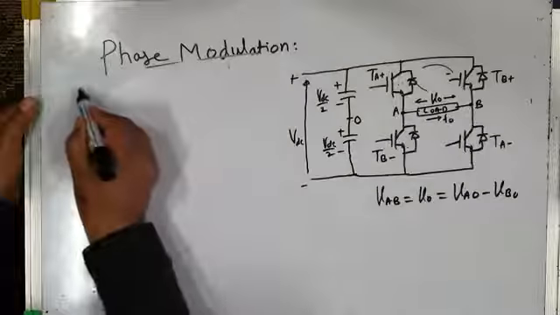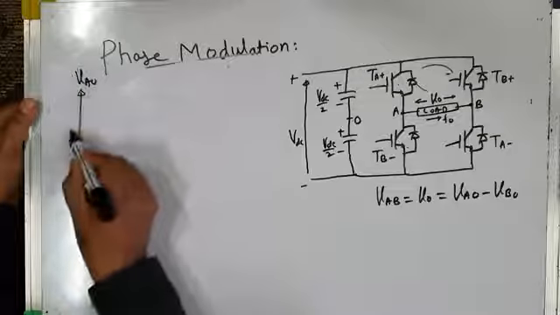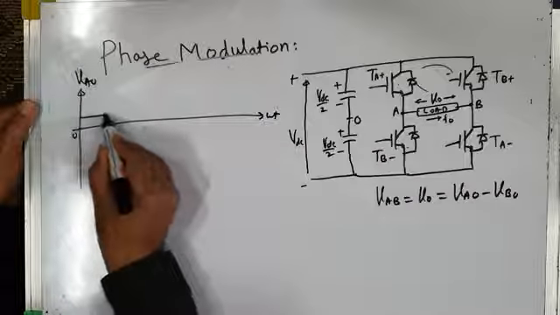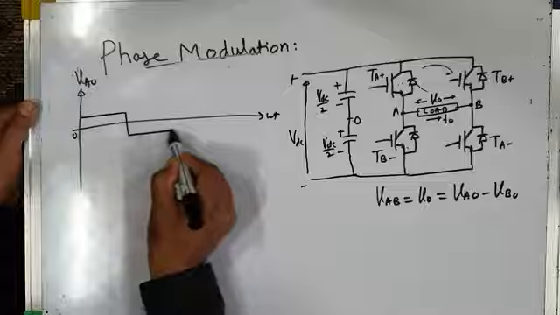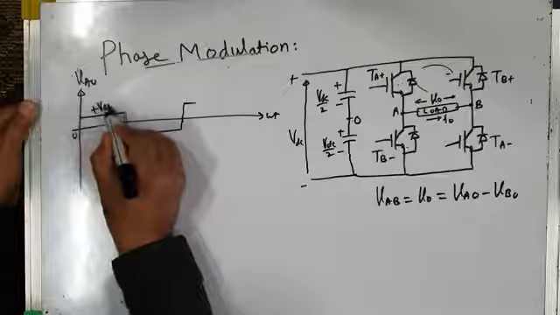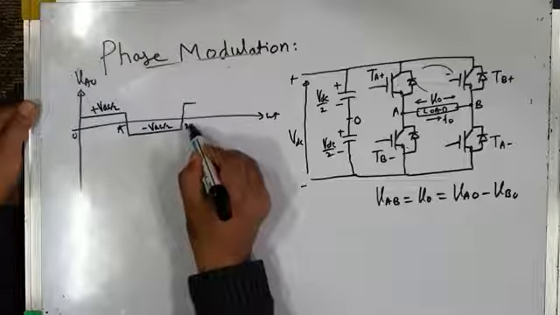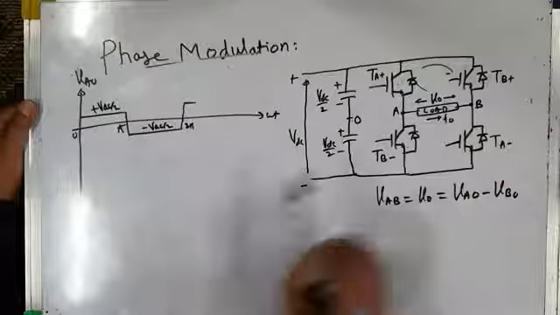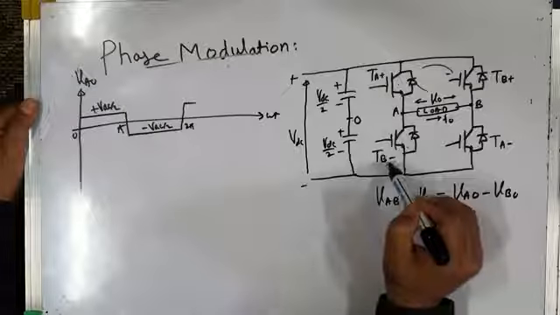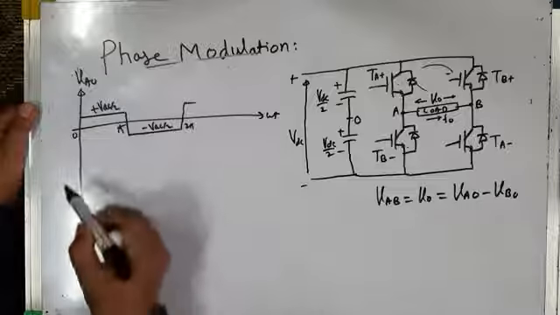So what we can do, just try to understand, this is my pole voltage VAO, and for example, this is plus VDC by 2 and minus VDC by 2. From 0 to pi, it is plus VDC by 2. From pi to 2 pi, it is minus VDC by 2, because from 0 to pi, TA plus is on, so VAO is plus VDC by 2. From pi to 2 pi, TA minus is on, so VAO is minus VDC by 2, right?